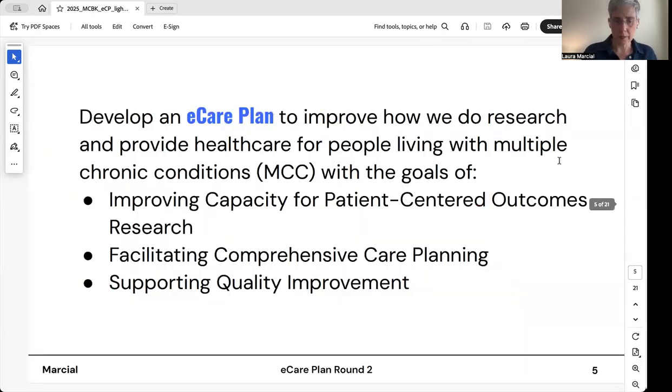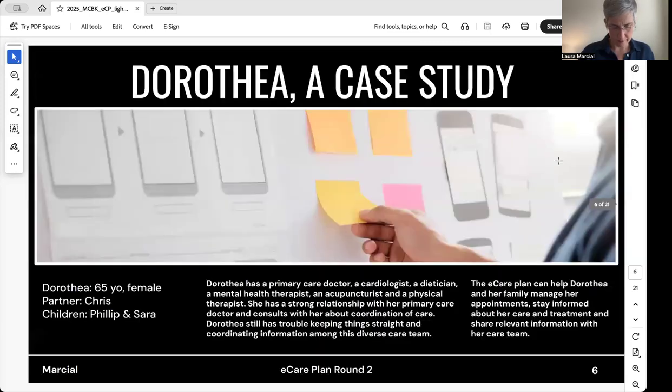So, what is the e-care plan? Well, first and foremost, it's an effort to improve how we conduct research and provide care to people living with multiple chronic conditions through the exchange of interoperable data, leveraging SMART on FHIR applications. The goal overall is to improve capacity for patient-centered outcomes research, facilitate comprehensive care planning, and support quality improvement, and most importantly, to improve outcomes overall.